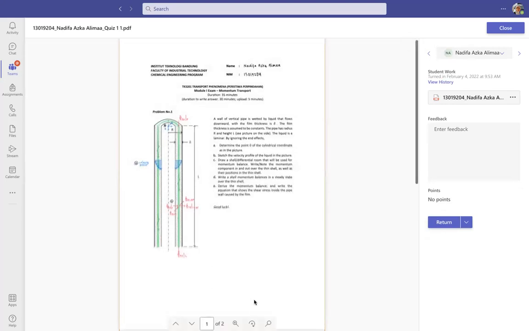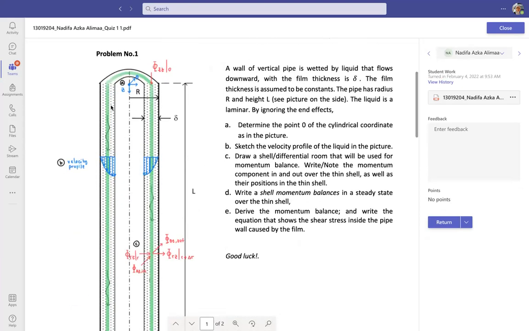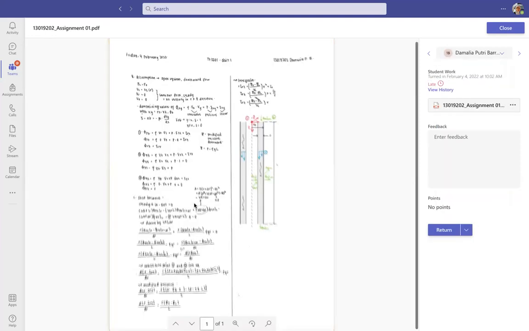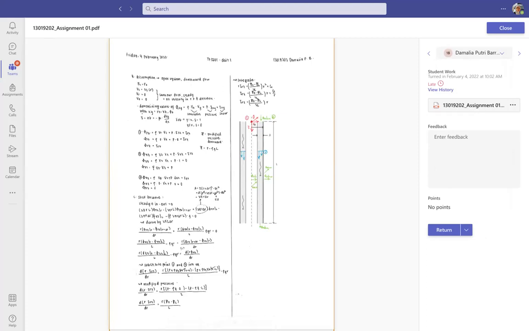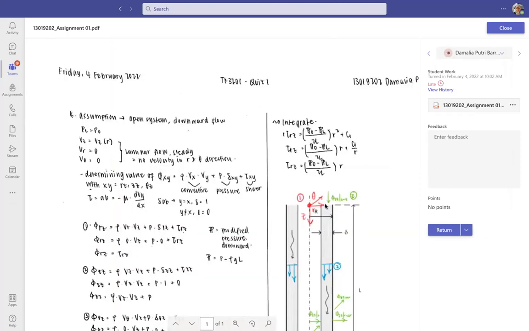Okay, so here, this is the wall. This is the fluid. This is the thin shell. So you have to make the thin shell, which starts from x to x plus delta x. Yeah, Dama, so I think you're missing that one. So you're missing the thin shell. At the moment you can pass.